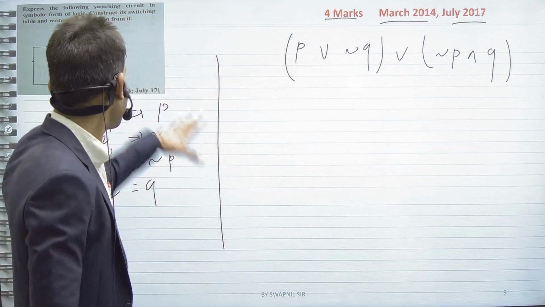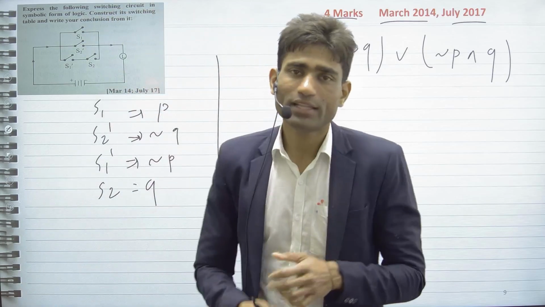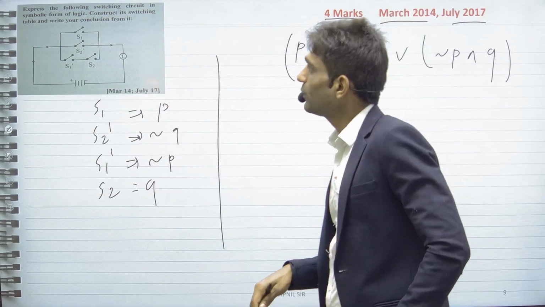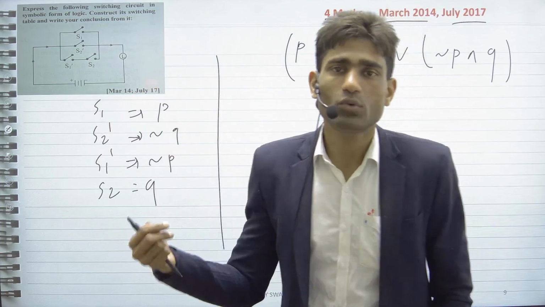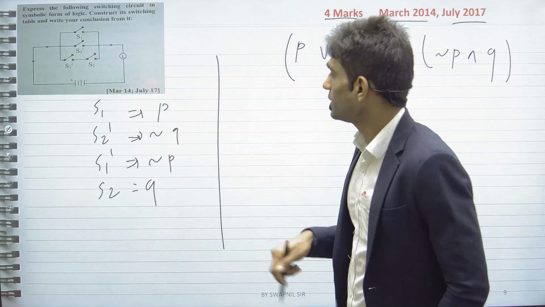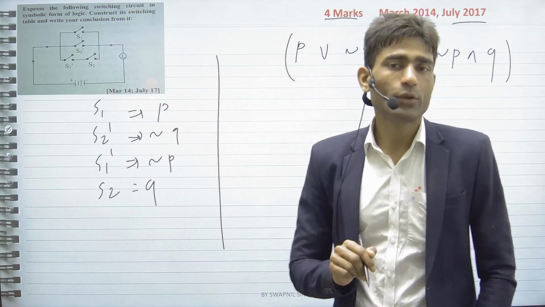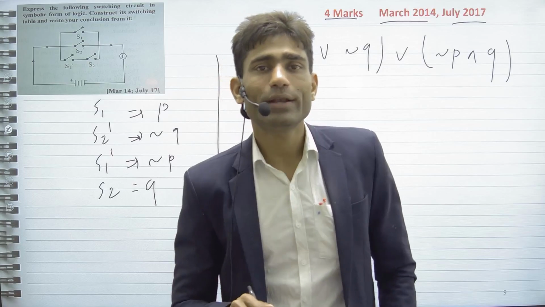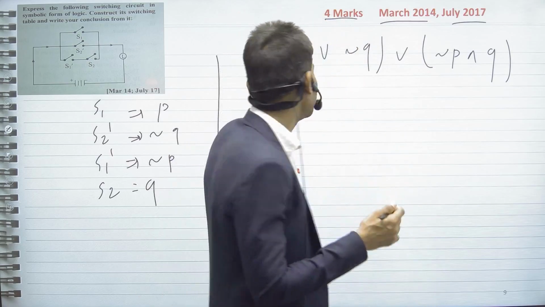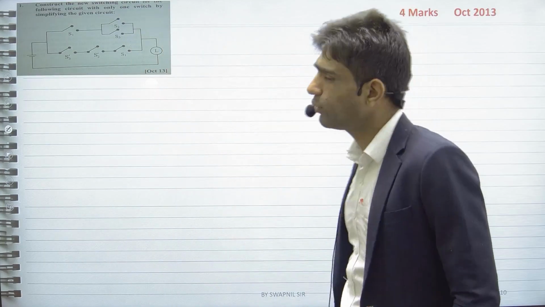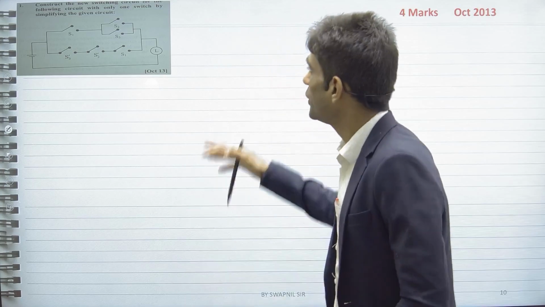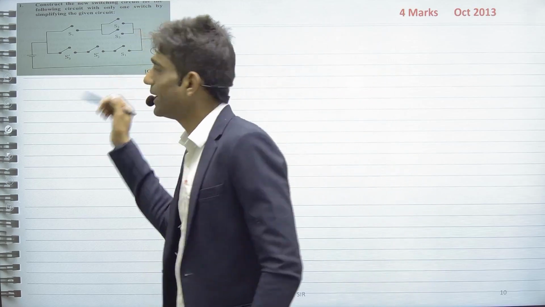I'm expecting that you all have understood how we can define the switching circuit. After that we have to construct the switching table. Construct the switching table with the values 1 1 0 0 1 0 1 0 for P and Q. The leftover part I expect you all to do by yourselves. Do this next part by yourself. The last part we have to do similarly to the previous example. Do all of them by yourself and let me know the solution for these questions. This question was asked in October 2013 for 4 marks.